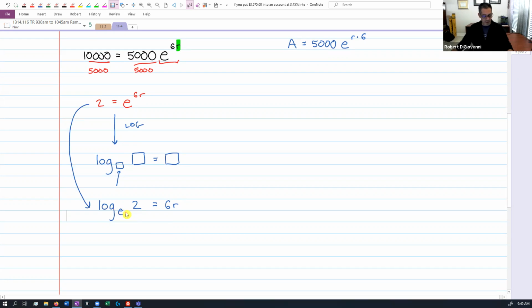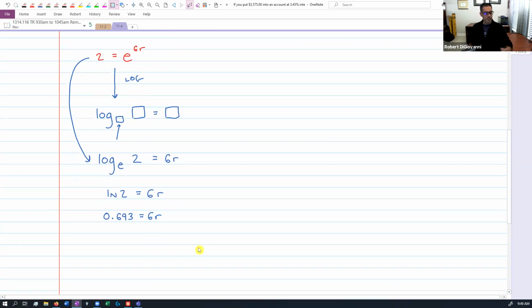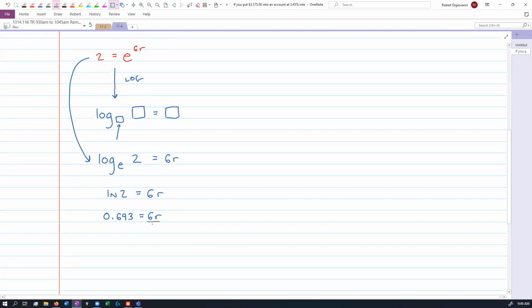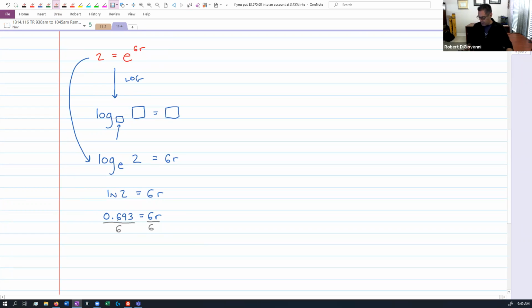Now the left side is log base e, so we know that's natural log of 2 equals 6r. On my calculator I do natural log of 2 and I get 0.693 equals 6r. And last step, we didn't have this step in the previous 2 problems. What's the last step here? Trying to get r, divide both sides by 6. So divide that by 6 on your calculator, and you get 0.115. I'm going to round it to 6 equals r.